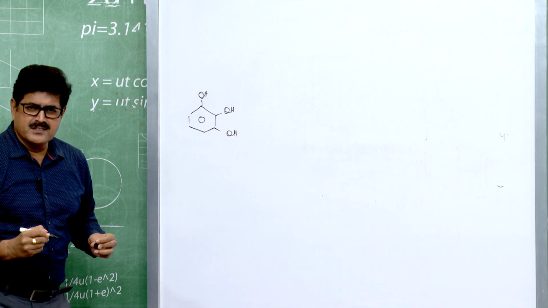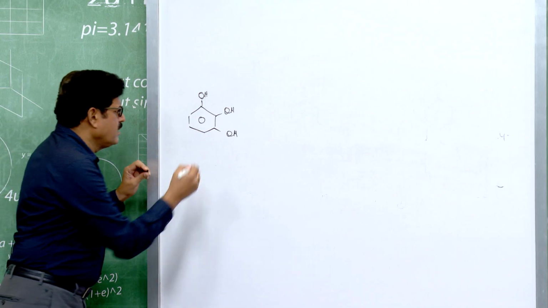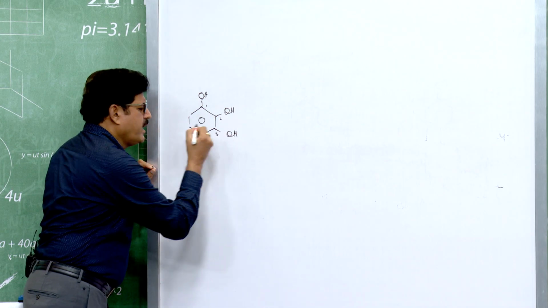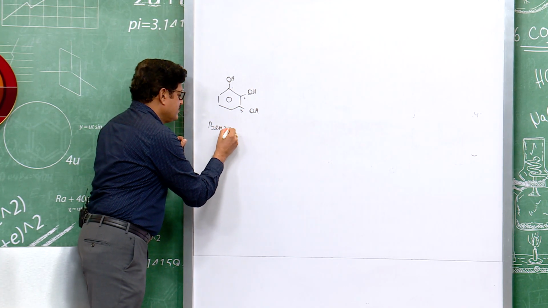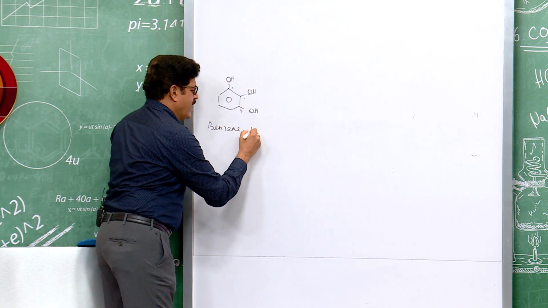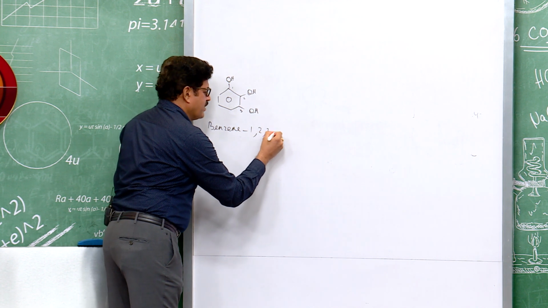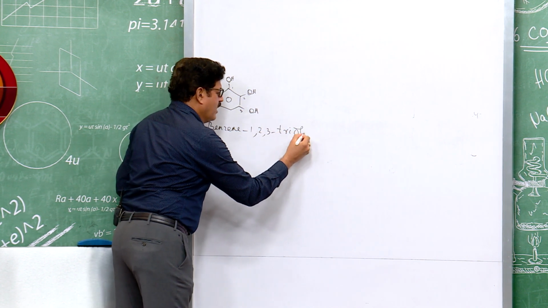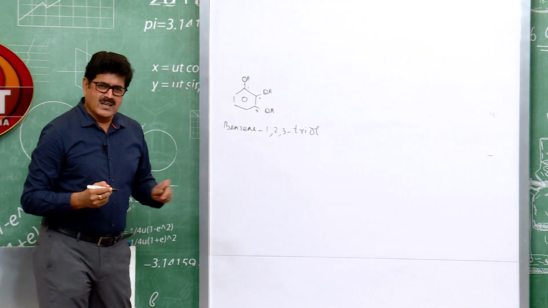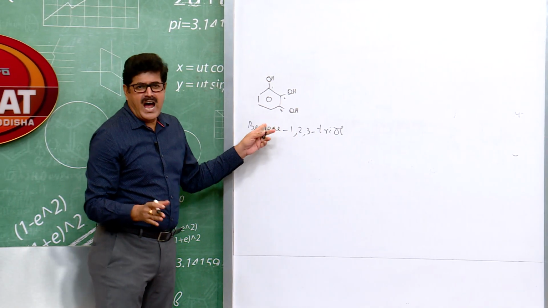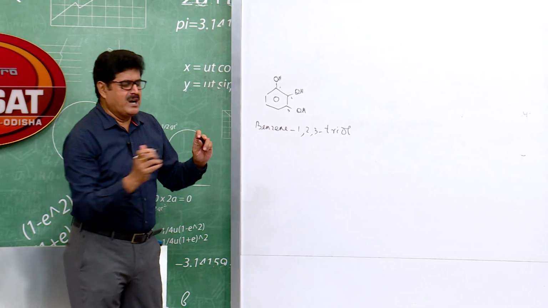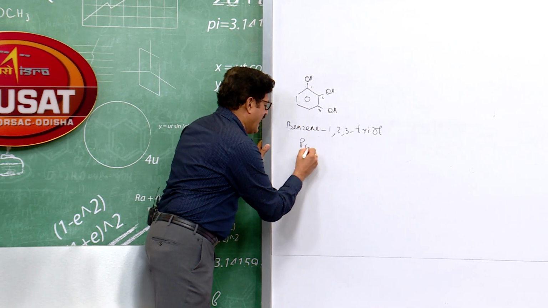Can you name it, students? You can name it. Very simple. 1, 2, 3. It is benzene 1, 2, 3 triol. Okay, this is benzene 1, 2, 3 triol, and very popularly known by the common name pyrogallol.